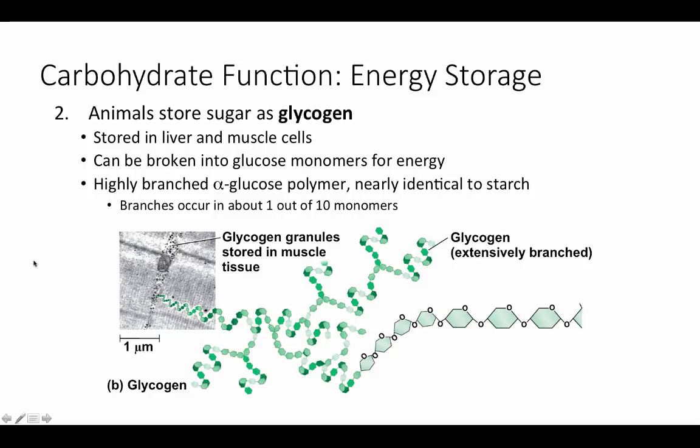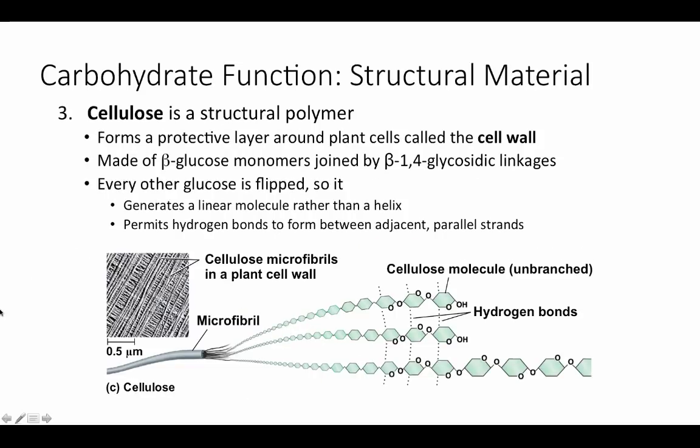So now let's think about one of the other functions of carbohydrates, and that's its use as a structural material to give some rigidity and shape to cells. So in plants, that structural carbohydrate is primarily cellulose. This is a structural polymer, and it forms a protective layer around plant cells called the cell wall. So every plant cell is surrounded by this rigid cell wall.